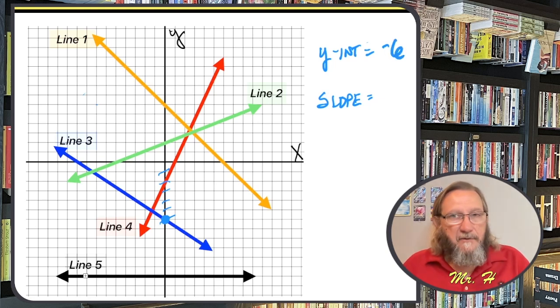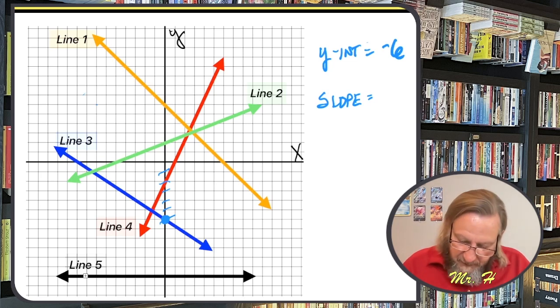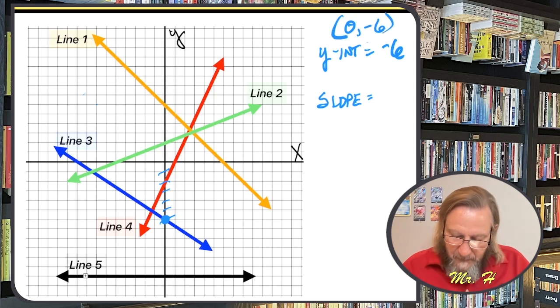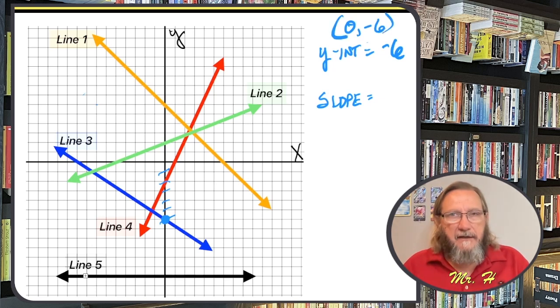Did you write down the name of the point? Think about that for a second if you didn't. The name of that point is going to be (0, -6). All right, I didn't specify for that, but we've talked about it, so you should be able to answer that question. Now let's address the slope.